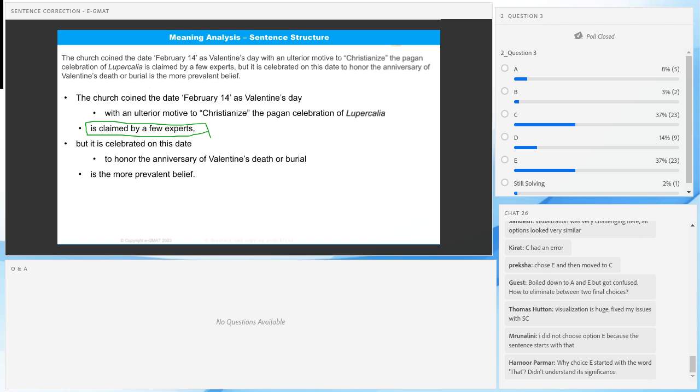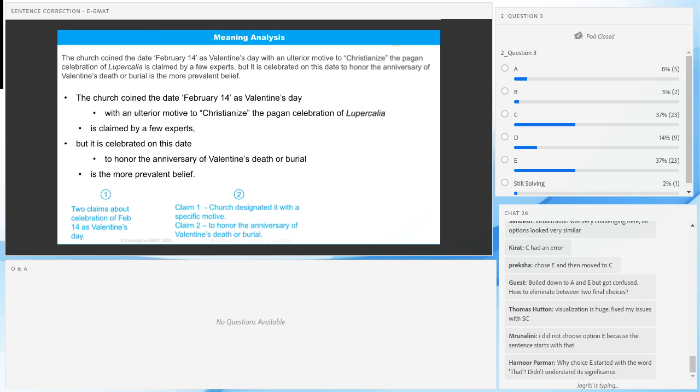What is celebrated? Valentine's Day is celebrated on Feb 14th to honor the anniversary of Valentine's death or burial. That is the more prevalent belief. So essentially, this sentence is presenting two beliefs about the celebration of Feb 14th as Valentine's Day. Belief number 1 is the church designated it with a specific motive. Belief number 2 is it's celebrated to honor Valentine's death or burial. By the way, claim 1 is by a few experts. Claim 2 is the more prevalent belief. Tell me, any issues in understanding the meaning of the sentence in this way? I want to hear from you.